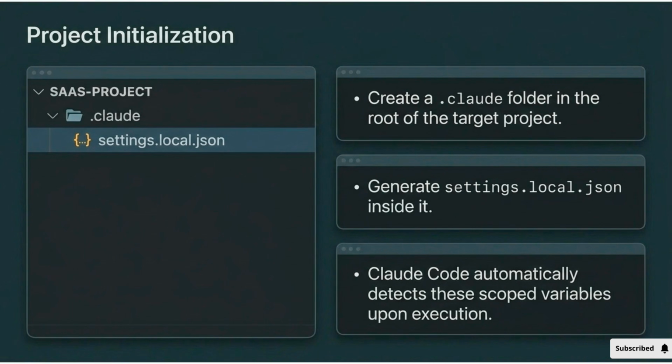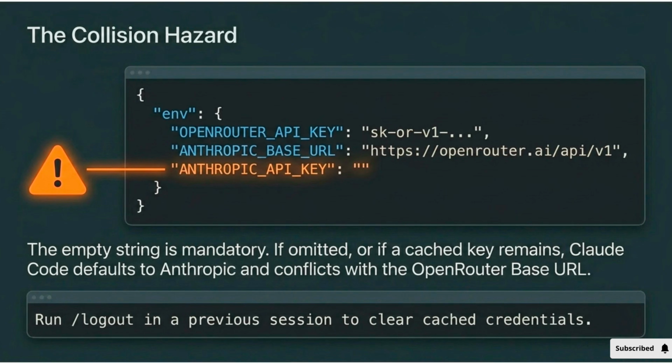To initialize your project, create a .claude folder in the root and generate a settings.local.json file inside it. Claude Code will automatically detect these scoped variables upon execution. A critical step to avoid collision is ensuring ANTHROPIC_API_KEY is an empty string in the settings file. If omitted, Claude Code defaults to Anthropic and conflicts with the OpenRouter base URL. Remember to run /logout if you have cached credentials.